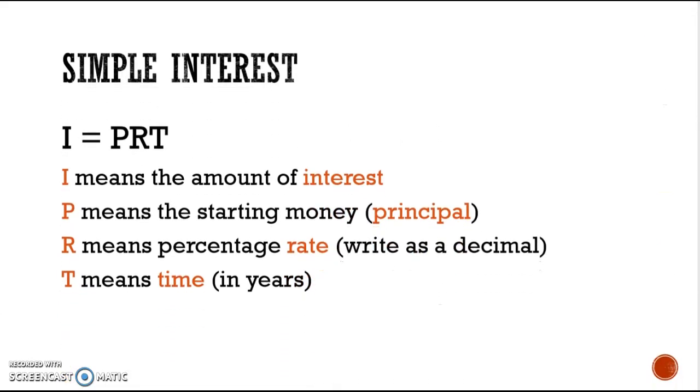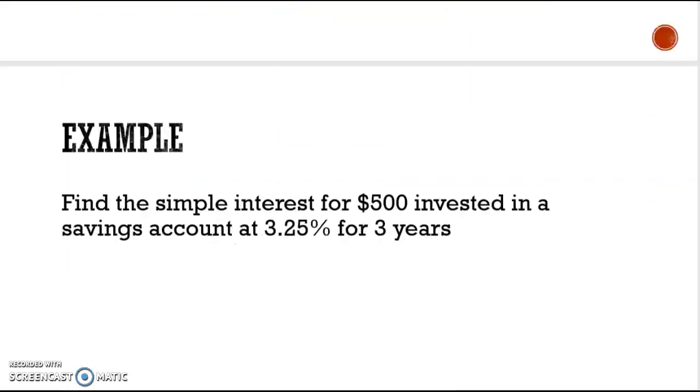The formula for simple interest is I equals PRT. I stands for the amount of interest. P is the starting money or the principal. What I like to say is what you put in, which starts with the P as well. R is the percentage rate. You have to write this as a decimal. And then T stands for time. It is written in years.